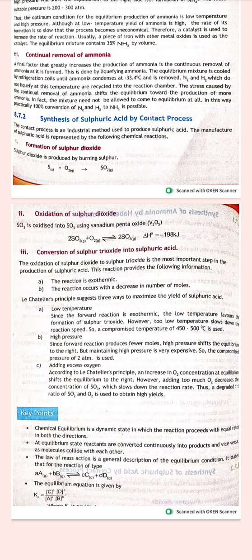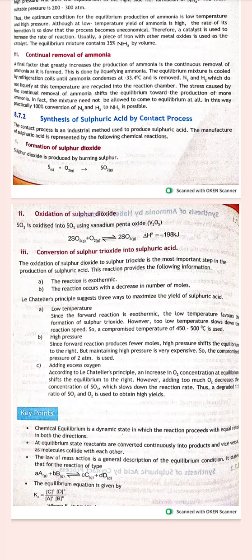The contact process in the synthesis of sulfuric acid. So formation of sulfuric acid: S plus O2 gives us SO2, and then oxidation happens, in which SO2 plus O2 gives us SO3, and the catalyst that is used in this process is vanadium pentoxide, that is V2O5, and it's an exothermic process liberating 198 kilojoule of energy.